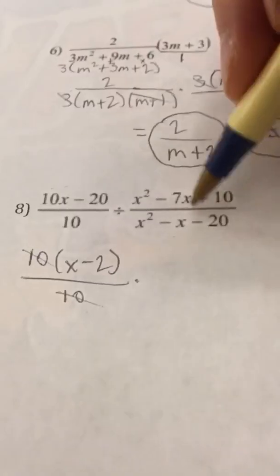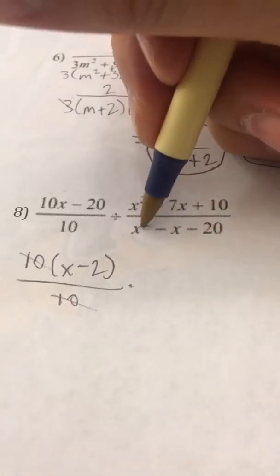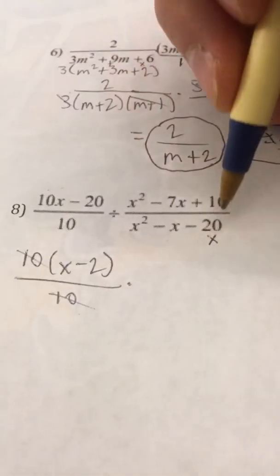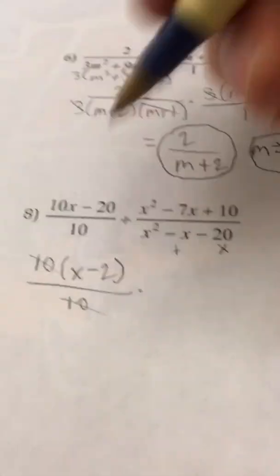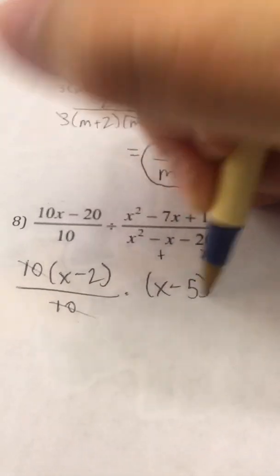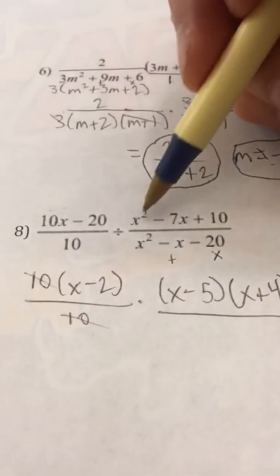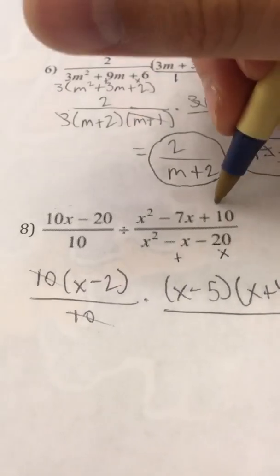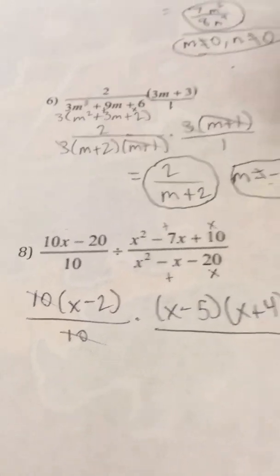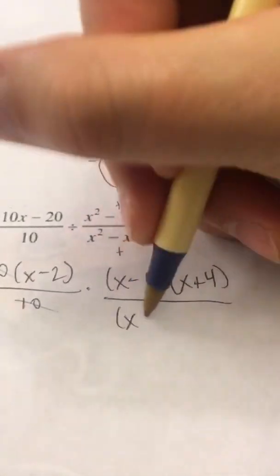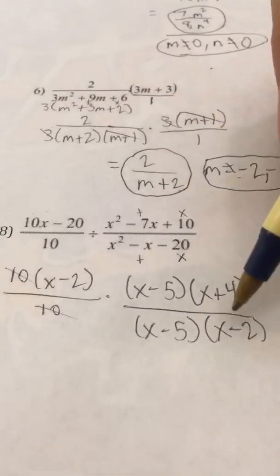So I'm going to flip this. I need to factor each one of these, so I'm just going to factor this. I'm going to start with the one on bottom. X squared minus x minus 20, numbers that multiply to give me negative 20 and add to give me negative 1. That's negative 5, positive 4. X minus 5, x plus 4. Over, because I'm flipping it. So now the top one, numbers that multiply to give me positive 10, add to give me negative 7. It's going to be 5 and 2, both negative. So that's going to be x minus 5, x minus 2. See, I flipped this one, and I factored everything.